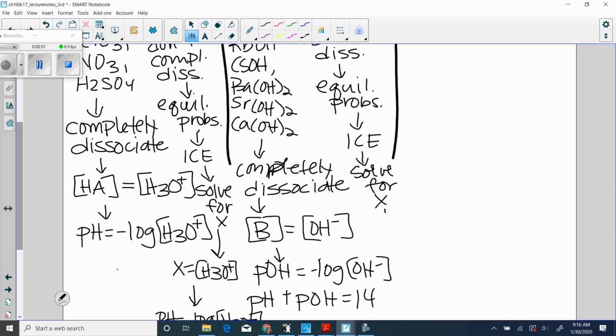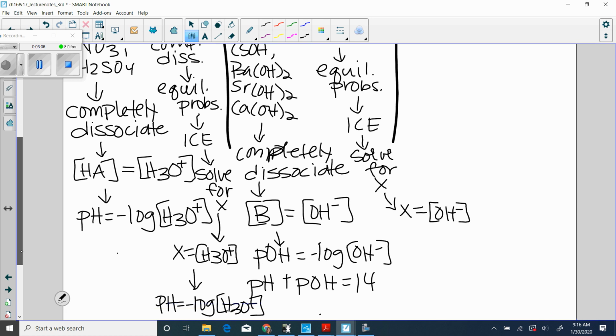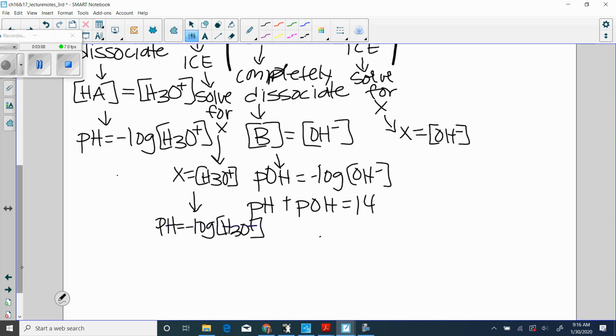In a weak base, that X equals the hydroxide ion concentration. It's a base, that's what it's making. From there, we can get to pOH. And then we can get pH from there, because pH plus pOH equals 14.